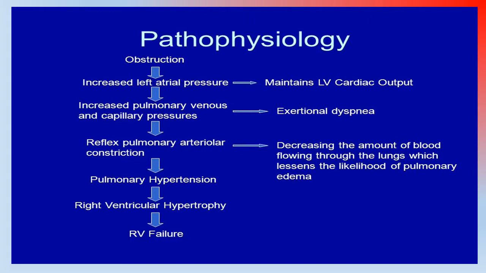So due to the narrowing of the mitral valve, the blood will not be ejected from the left atrium to the left ventricle. There will be a backflow of blood in the left atrium, so the left atrium will become enlarged. There is a backflow of blood through the pulmonary veins to the pulmonary arteries, and the capillary pressure increases. Overall, there is pulmonary arterial constriction, and the person develops pulmonary hypertension, and again right ventricular hypertrophy and right ventricular failure.